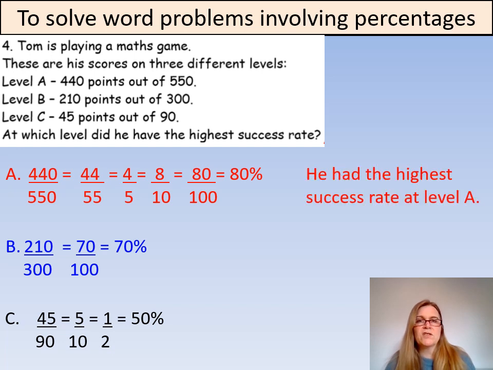Now look at each of the percentages. 80% is the highest percentage, so he had the highest success rate at level A.